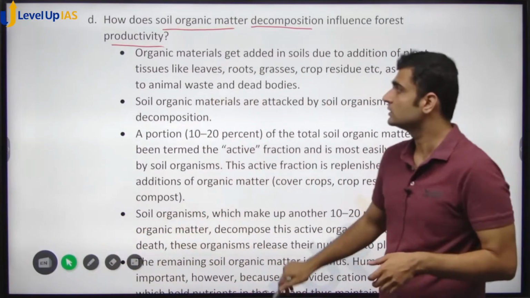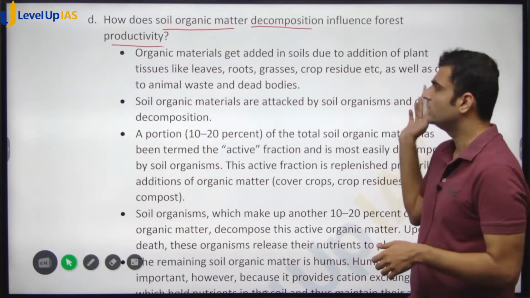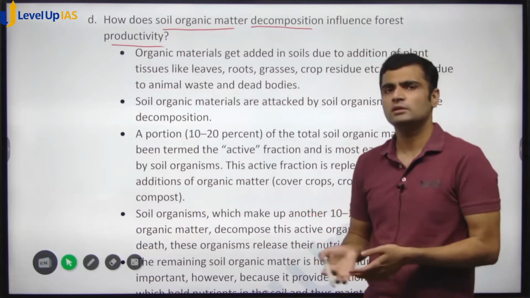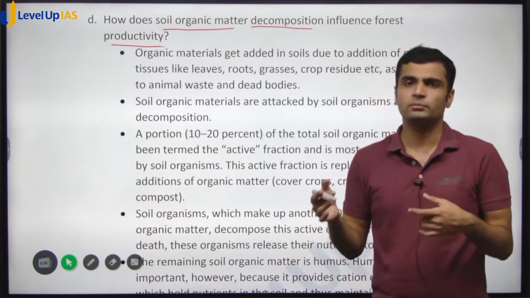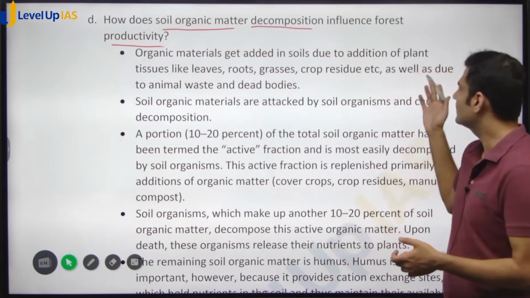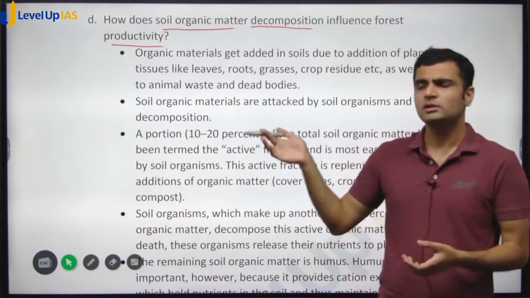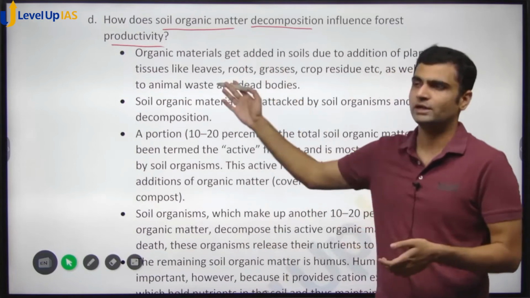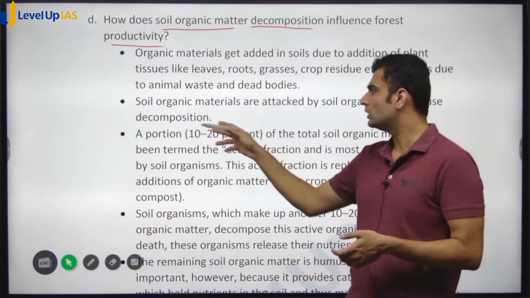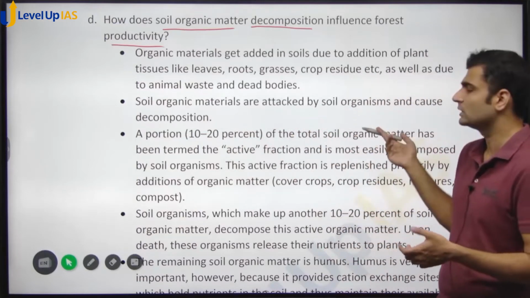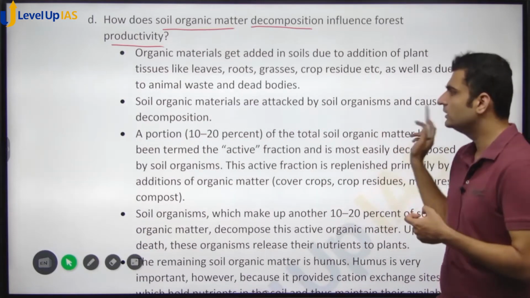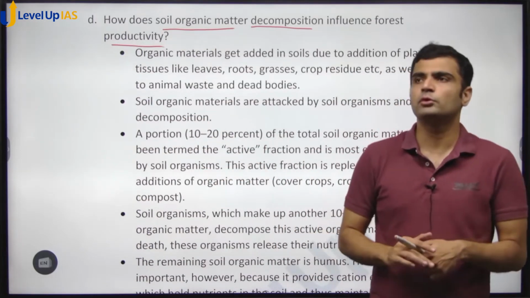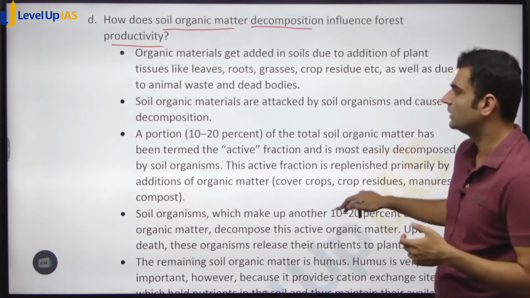So, in the answer, organic material gets added in soil due to addition of plant tissues and animals as well. Plant tissues like leaves, roots, grasses, crop residue. These are the primary constituents or primary sources for organic matter, and there are animal waste and animal dead bodies as well. These are not as big in volume compared to plant sources. So, these are sources, and soil organic material is attacked by soil organisms like bacteria and fungi, etc., and they cause its decomposition.